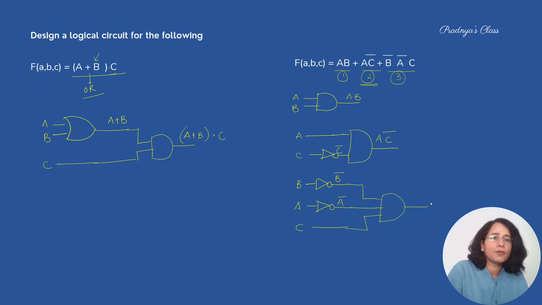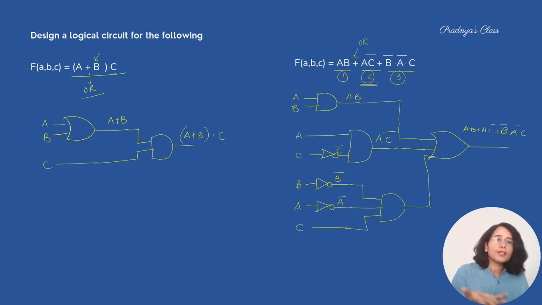Now we got all these three terms. In between them we have the OR operation. To draw that, again narrow it down so that we can draw the OR operator. The OR operator, you know, looks like a petal. So draw it. Finally we got this expression. You can write here the whole expression: AB plus AC bar plus B bar A bar C.